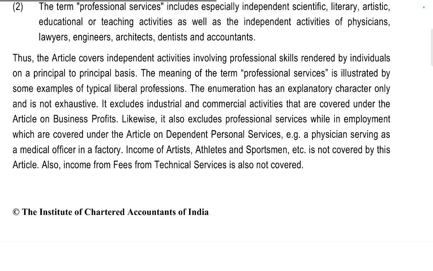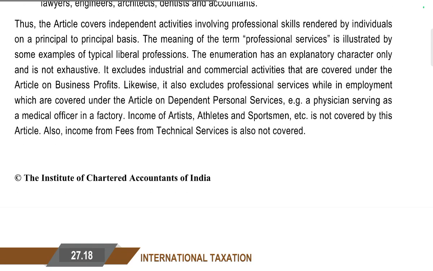It excludes industrial and commercial activities, which are covered under the article on business profits. Likewise, it excludes professional services rendered in employment, which are covered in the article on dependent personal services, such as a physician serving as a medical officer of a factory. Income of artistes and athletes in sports is not covered in this article. Also, income from fees for technical services is not covered.